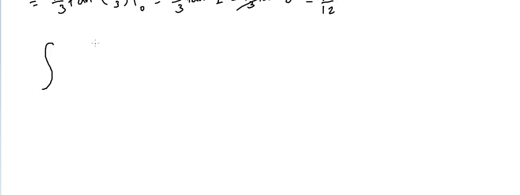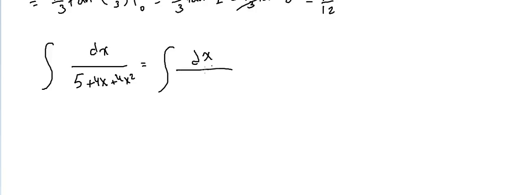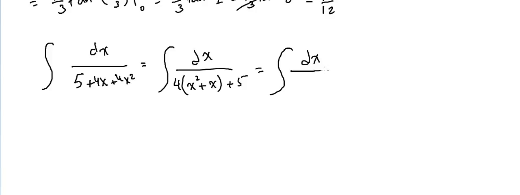Integral of 1 over 5 plus 4x plus 4x squared. All right, we have dx for sure, so let's put dx over here. It's the integral of dx over what I do: I start with the coefficient of x squared, which should be 1. So I'll take 4 common, it's 4 into x squared plus 4x over 4, it's x. Let's leave the 5 alone outside, which is equal to the integral of dx over 4.